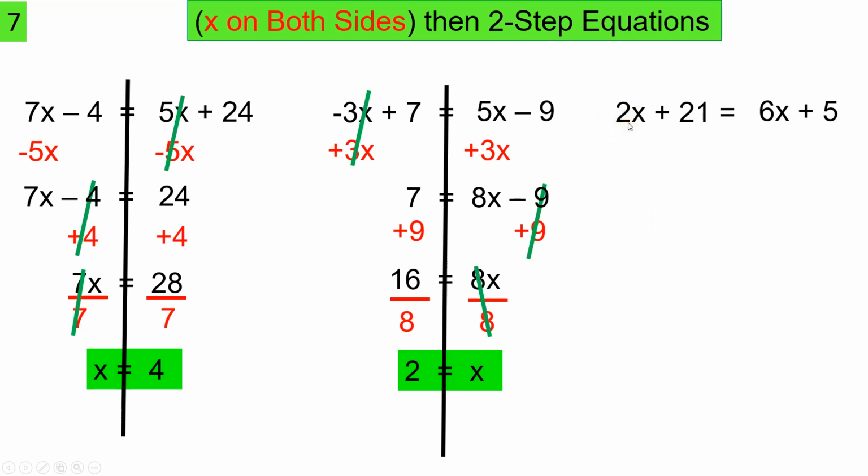All right. Small ones on this side, right? There's an x on both sides, right? Draw the line. Get rid of the smallest x. So we subtract 2x from both sides. We do that so that this becomes 0x and disappears.